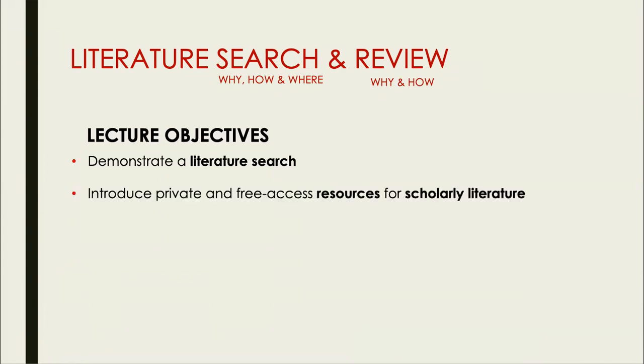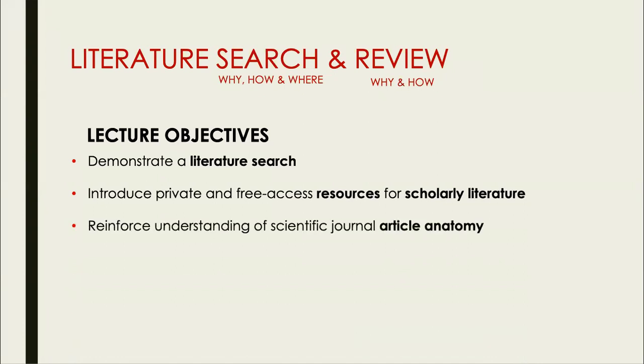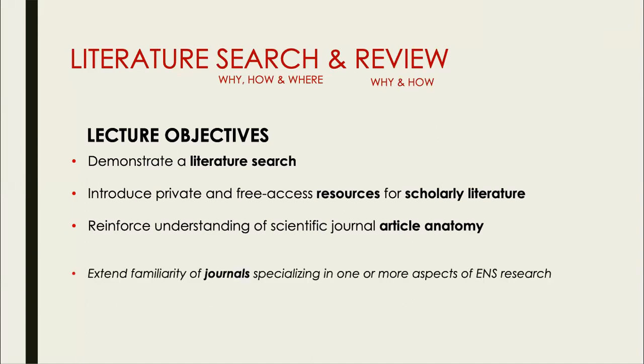Then we're going to talk about different resources you can find scholarly literature. Some you may have heard of before and some might be new to you. Then we're going to go over the anatomy of a journal article. So this is really going to help you in reading through articles and finding a quick and efficient way to get the information you need.